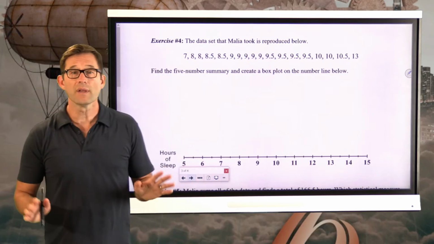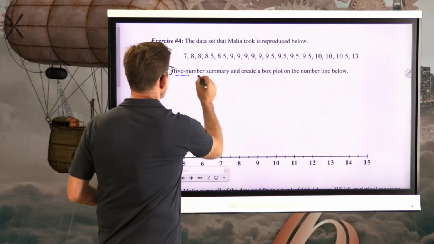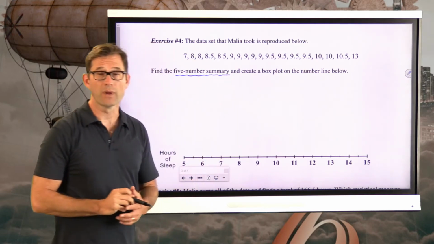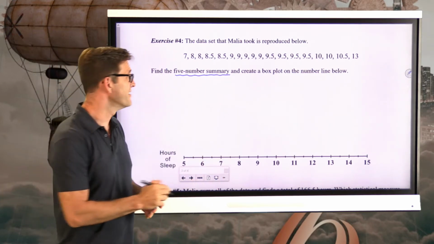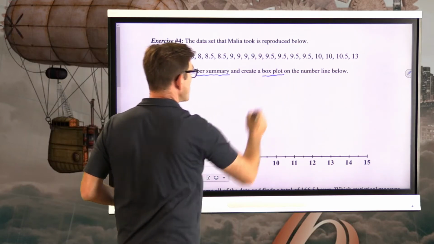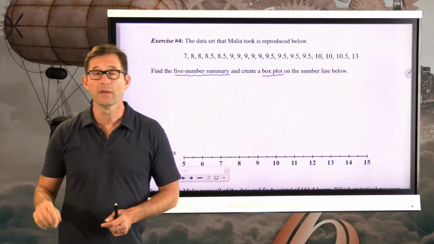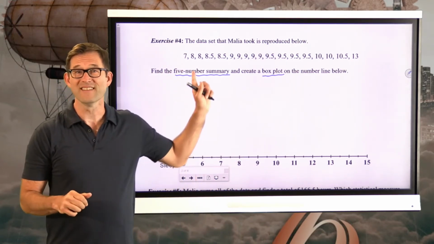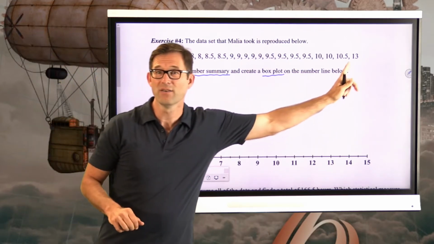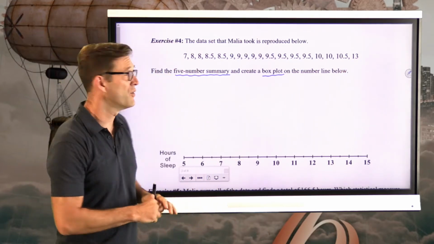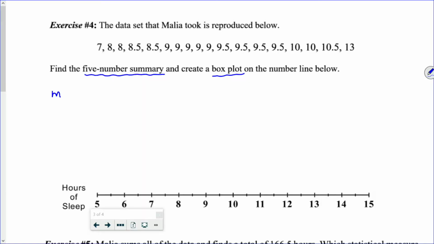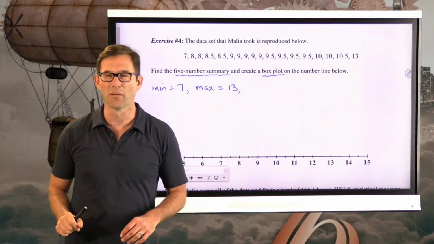All right, so let's recall what the 5-number summary is, and what a box plot is. We saw this earlier in the unit, right? The 5-number summary is the minimum value. That's going to be easy. That's 7. And the maximum value, that's easy. That's 13. Why don't we write those two down right away? So the min equals 7, and the max is equal to 13. Those are always the two easiest ones of the 5 numbers, right?